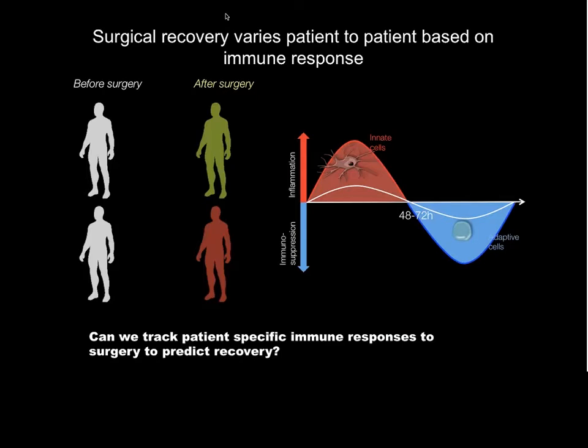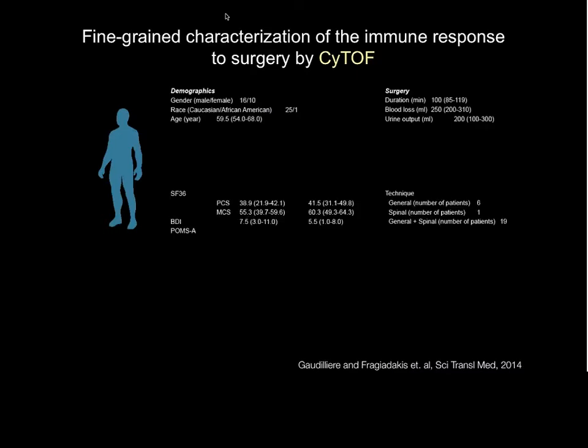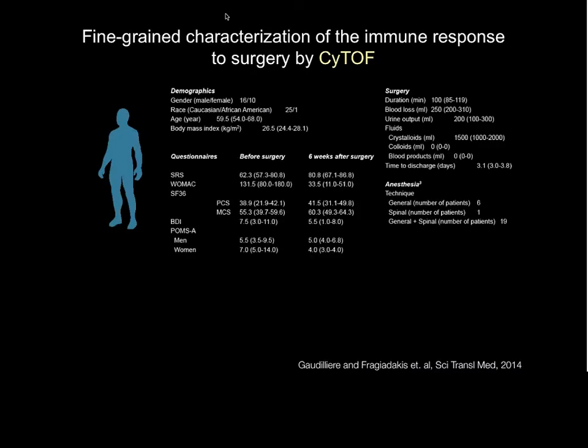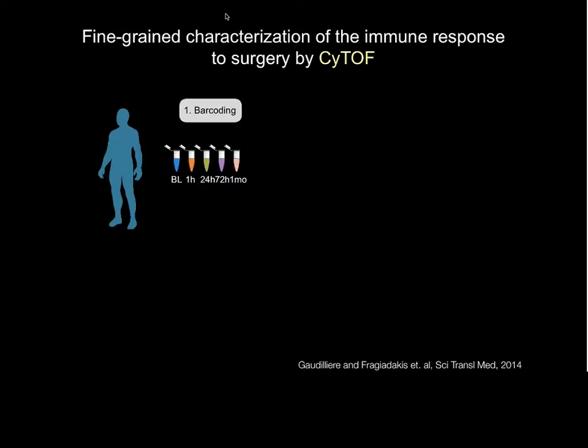To do this, we decided to look at patients at Stanford Hospital undergoing hip replacement surgery. We chose hip replacement surgery since it's a major surgery, but patients are immunologically relatively healthy. We monitored their demographics and their vitals, as well as their recovery time in ways that I'll talk about shortly. We took blood samples from these patients at their preoperative baseline and several time points after the surgery, including 1 hour after, 24 hours after, 72 hours after, and 1 month out. We critically barcoded those blood samples together.